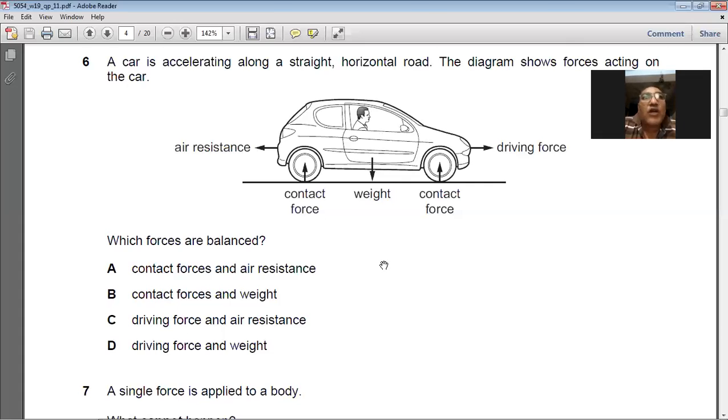So B looks the right option. The contact forces and weight are balanced to each other. Question number 6, B is the right option.